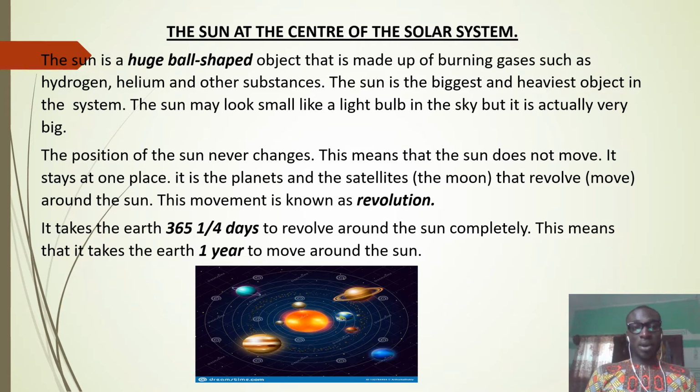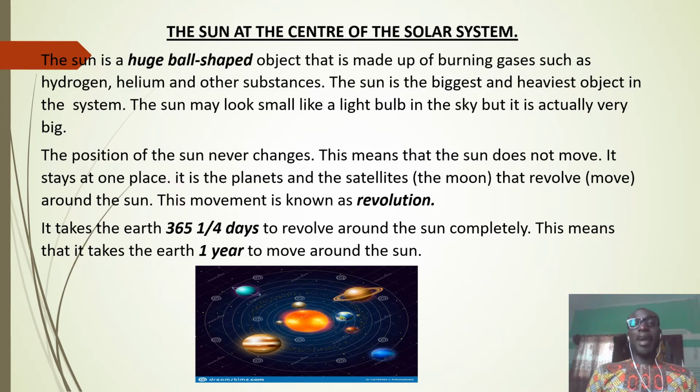The position of the sun never changes, so the sun is at a stationary point. This means the sun does not move. It stays at one place. It is the planets and the satellites that revolve or move around the sun. This movement is known as revolution.